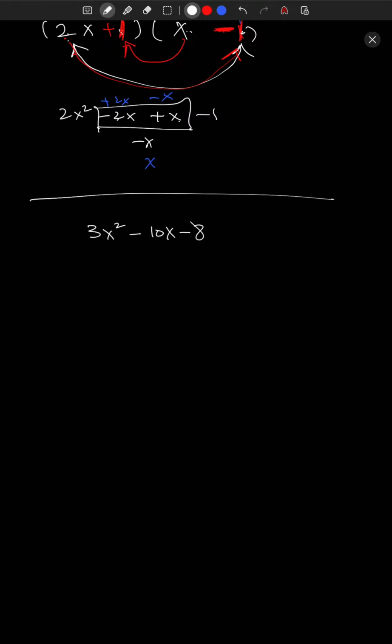Let's factor this. So that's a 3, so that means 3 and 1, right? There's only one way to get 3 as a product of two things. That's a -8, which means we need one thing to be negative, one thing to be positive. There's a few ways to get 8: 8 and 1, 4 and 2, right? One of them has to be positive, one of them has to be negative.